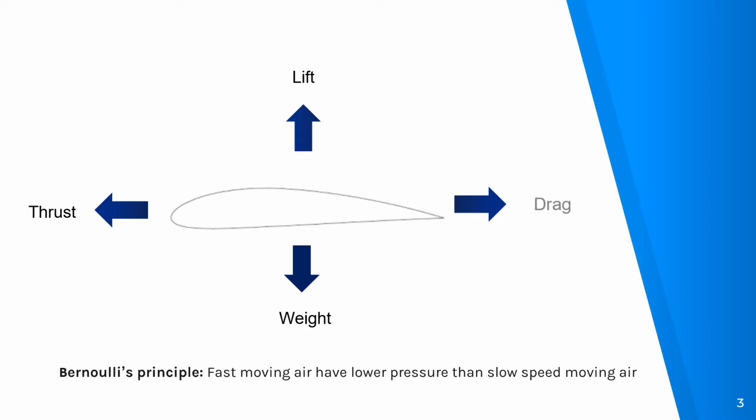For lift force, according to Bernoulli's law, fast-moving air has lower pressure than slow-moving air, and the upper part of the airfoil has lower pressure than the lower part of the airfoil. Hence, the wing is able to make lift.